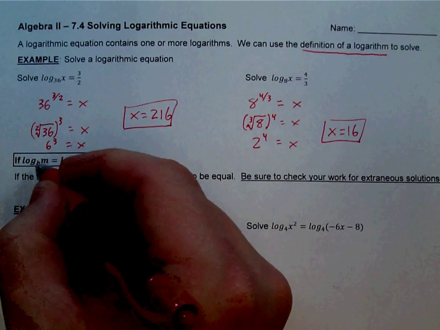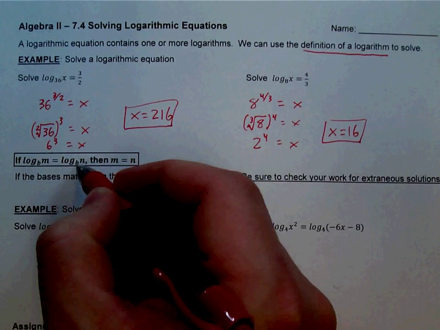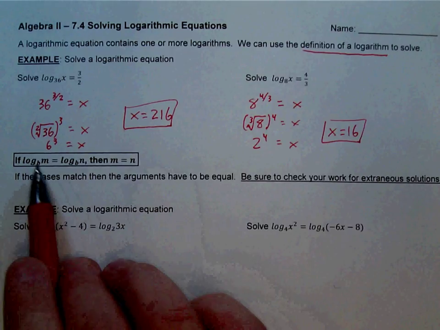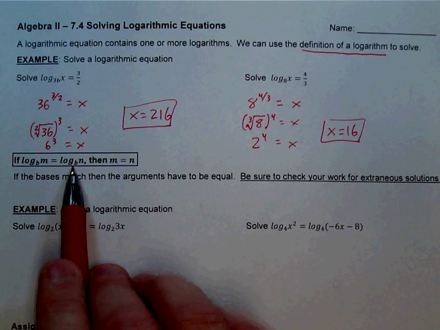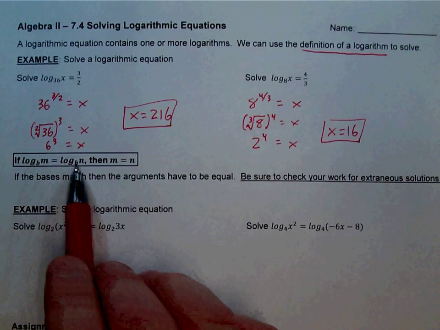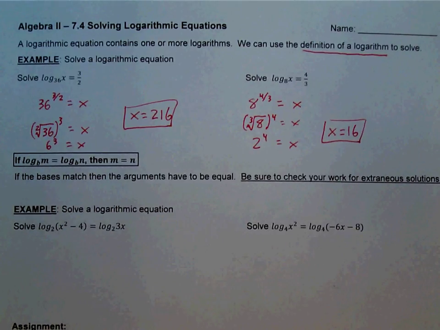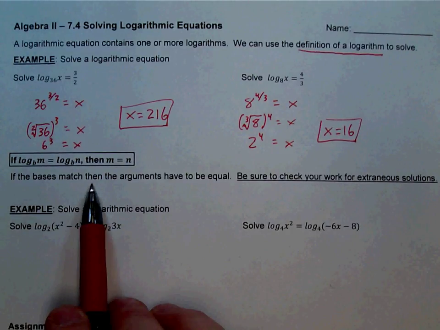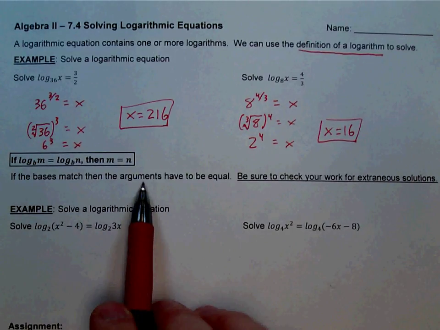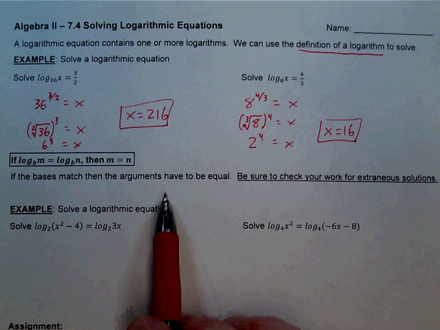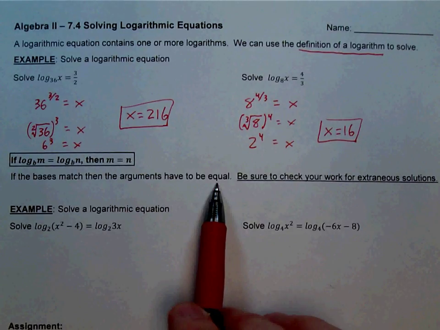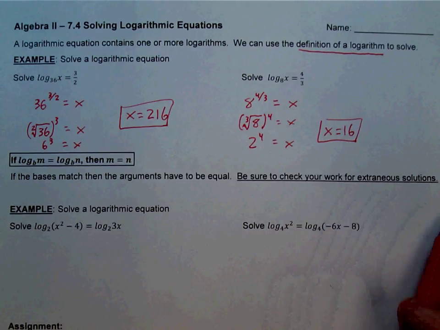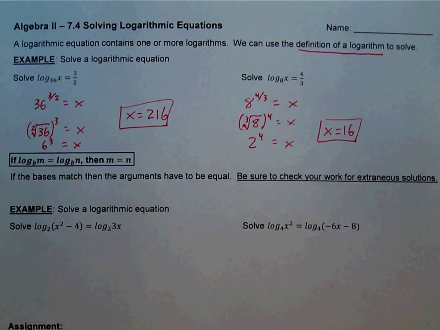Notice the base numbers are the same, log base b, log base b. If there's a log base b on both sides of the equation, you get to just ignore the log base b's. We know that m has to equal n. So we just get to drop it. And so that's what it says right below this. If the bases match, then the two arguments, that would be the m and the n, we call those arguments, they have to be equal. But underlined here, be sure to check your work for extraneous solutions. We'll talk about that in a moment.